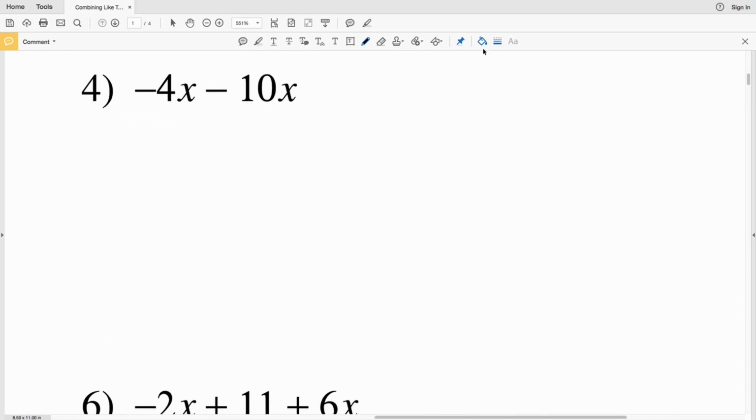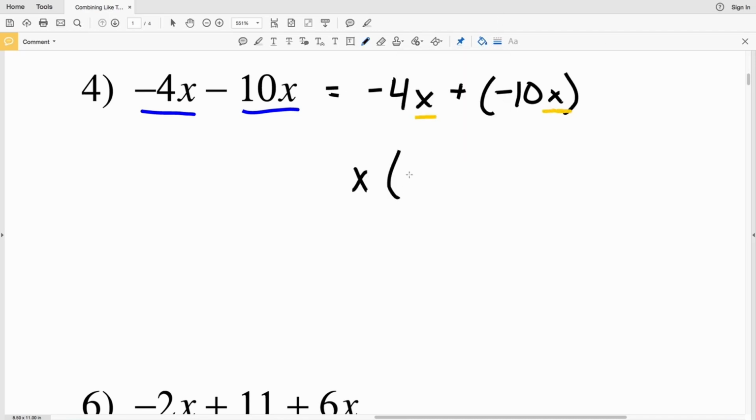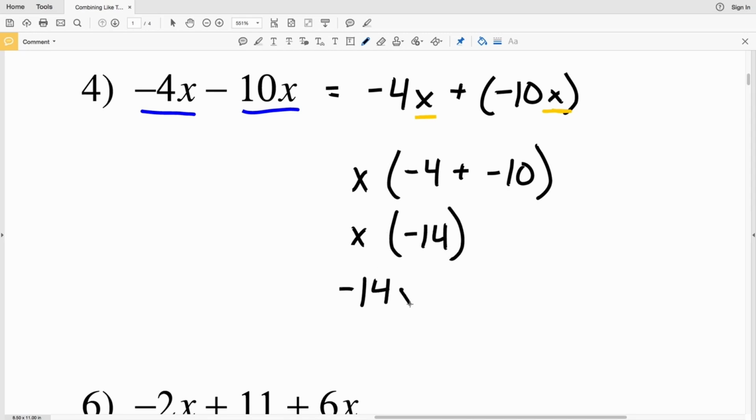Number 4, we're combining negative 4x and a positive 10x, but we're really subtracting this 10, so we can rewrite that as a negative 4x plus a negative 10x. So we're combining a negative 4x and a negative 10x. Let's pull each of these x's out so you can see that again. So we're going to have x times negative 4 plus negative 10. That's going to be x times negative 14, and since multiplication is commutative, we're going to have negative 14x.